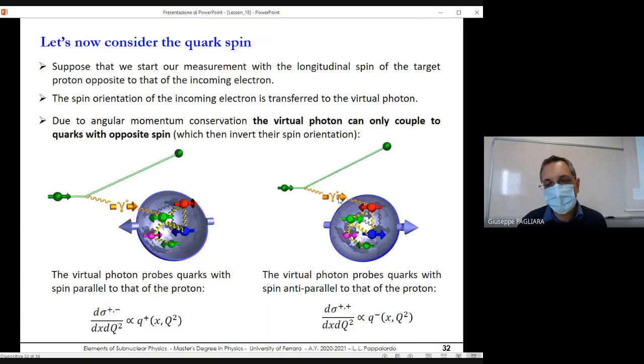And for the same reason, the photon cannot interact with the quarks which have opposite spin. But in this case, the spin of the quark is opposite to that of the proton. So in the first case, you are measuring the sigma plus minus cross-section, okay? So you are essentially touching the PDF of quarks which have spin parallel to that of the proton. In the other case, you are describing the PDF of the quarks which have spin opposite to that of the proton. And this is the way to measure separately the two contributions, Q plus and Q minus. Is that clear?